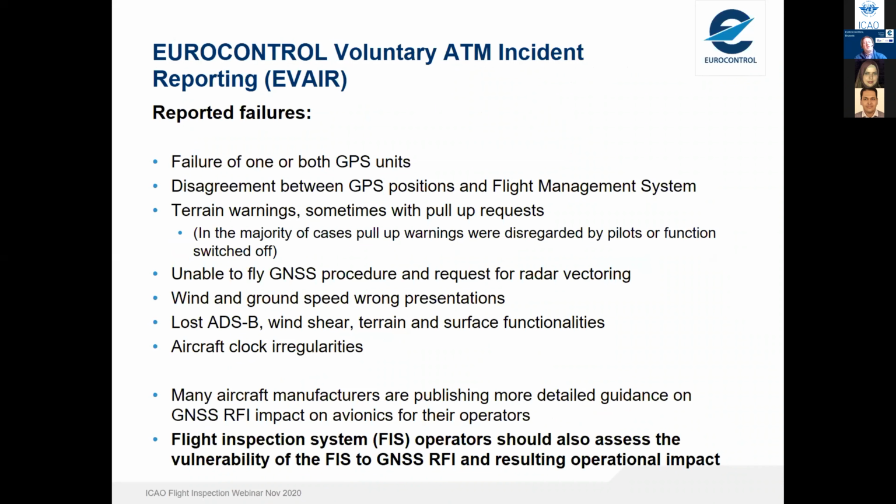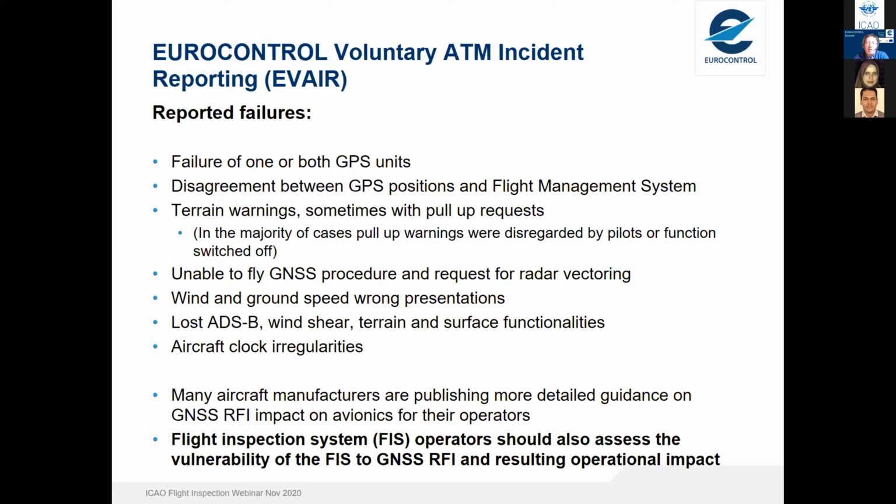What do we see? In theory, it should just be a simple outage, but sometimes things happen in the transition. Sometimes there are disagreements between the different positions that the pilot might get confused about a little bit initially. We've seen terrain warnings. We've seen, of course, requests for radar vectoring. We've seen some ground speed and wind speed wrong presentations because of some integrations. Funny things happening on aircraft clocks. And each time we check with the manufacturer. And so far, these are all possible things that can happen as part of interference to GPS equipment.